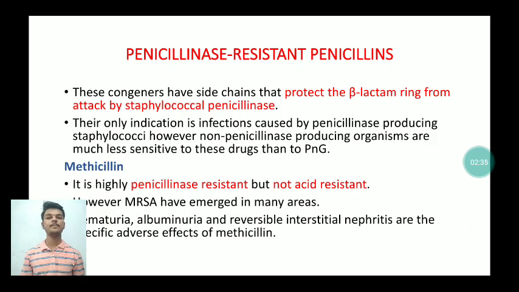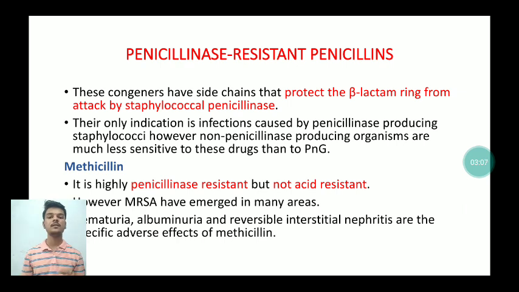Our second category is penicillinase resistant penicillins. These congeners have side chains that protect the beta-lactam ring from the attack by the staphylococcal penicillinase enzyme. As I already said, penicillinase is an enzyme which destroys the beta-lactam ring in the structure of penicillin G and leads to their functional disability. The drugs from this category are indicated for infections caused by penicillinase producing staphylococci. However, these drugs are much less sensitive towards the non-penicillinase producing bacteria.